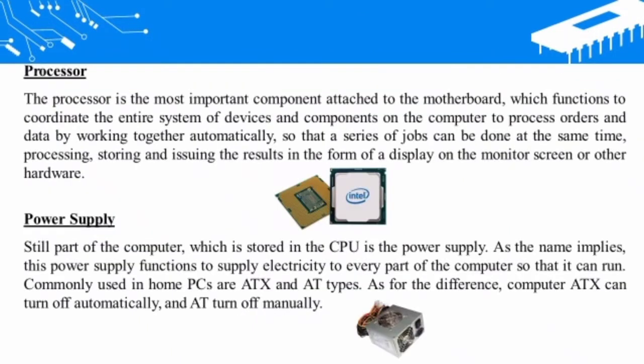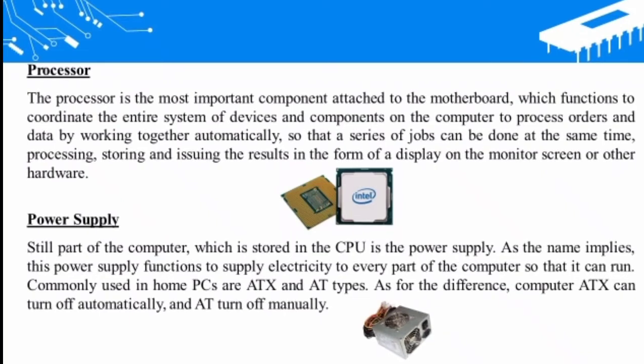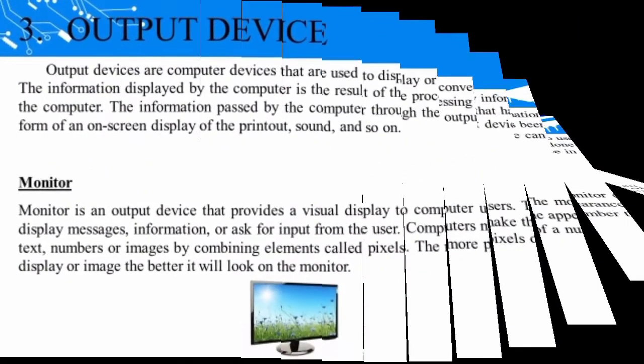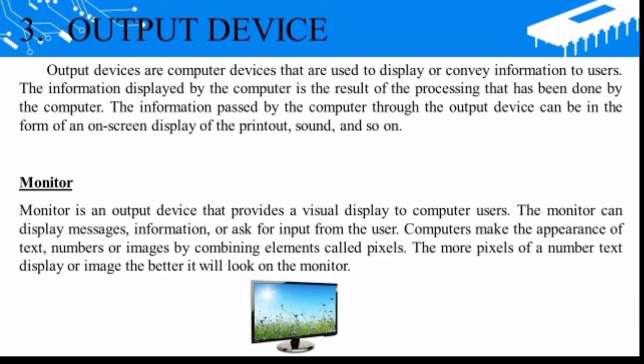Processor. The processor is the most important component attached to the motherboard, which functions to coordinate the entire system of devices and components on the computer to process orders and data by working together automatically. Power supply. Still part of the computer, which is stored in the CPU, is the power supply. As the name implies, this power supply functions to supply electricity to every part of the computer so that it can run. 3. Output device.